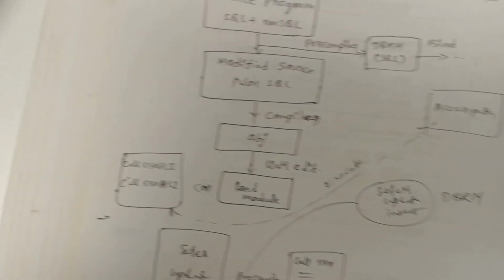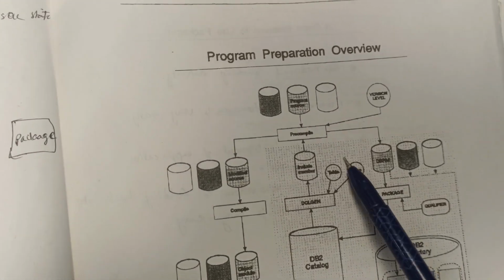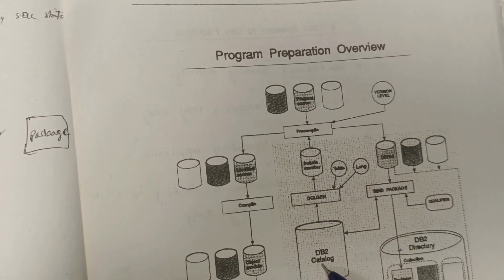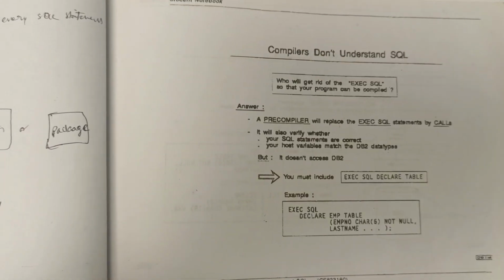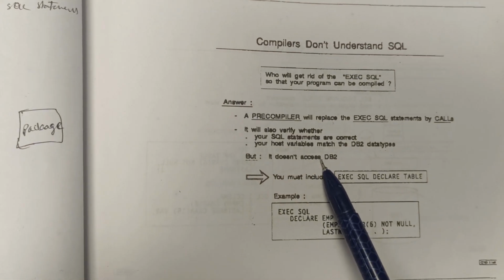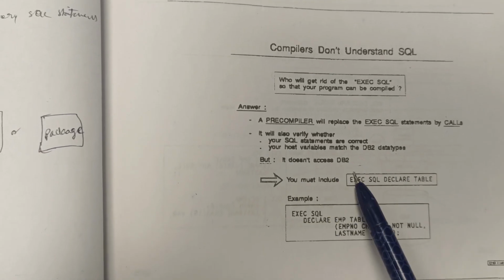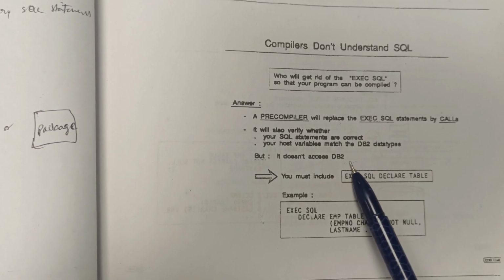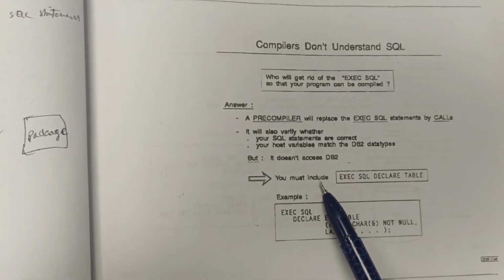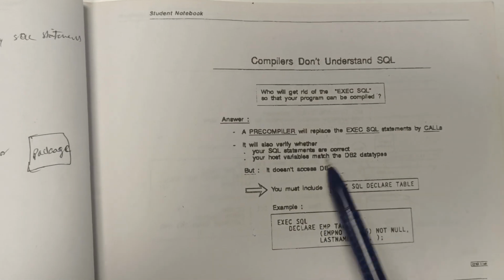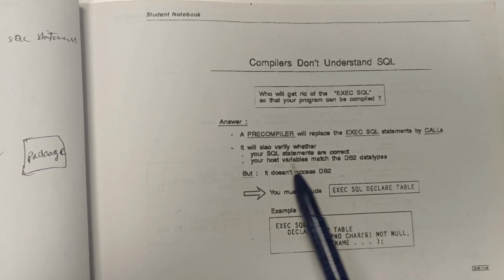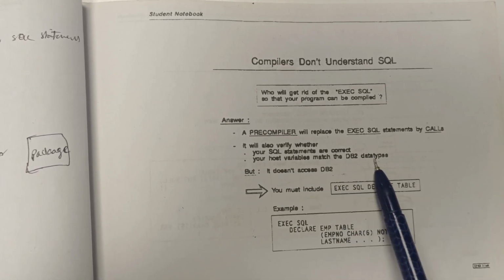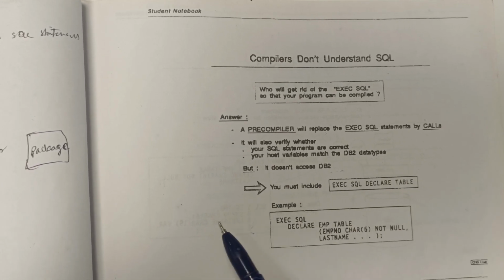Why? You can see in the previous diagram, in the pre-compiler we are not directly accessing the DB2 catalog. We have to use the DCLgen include member in between. That's why we are not accessing the DB2 here. At which stage DB2 is accessed, we will see in the next session. Here we just need to know the pre-compiler does not access the DB2, it just verifies the SQL statement is correct or not, and it validates the host variable matches the corresponding DB2 data type.